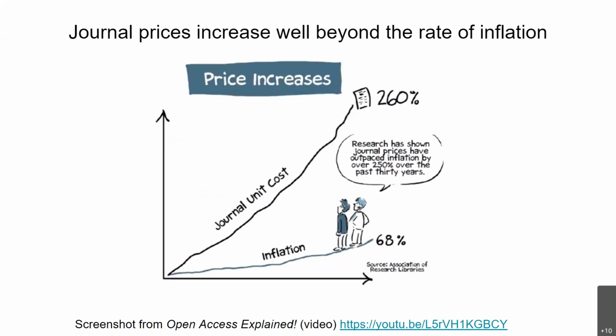And these prices, if you think they're high, are increasing higher than inflation every year, right? This is a screenshot from a nice little video about open access, if you'd like to follow that link later. This particular chart is based on Association of Research Libraries data from over 30 years. We're looking at the rise of inflation, the line down below, 68% over 30 years. That's the general rate of inflation over 30 years. Whereas if we separate out the journal publishers' price increases, it's 260% over the same time period. So the increases are well beyond inflation. Library budgets are not increasing at the same rate, let me tell you.